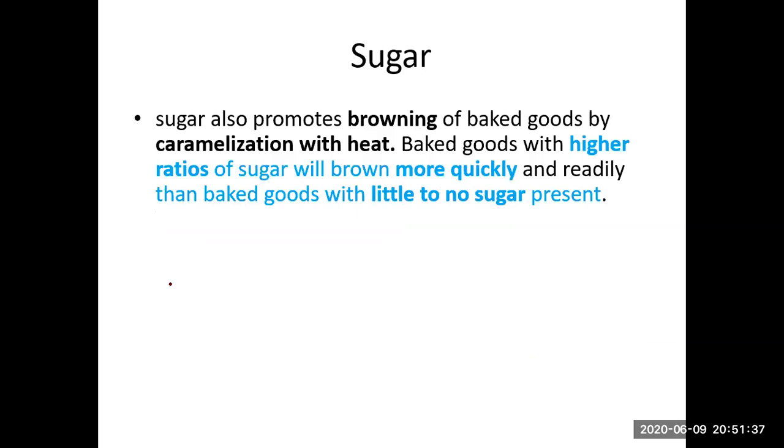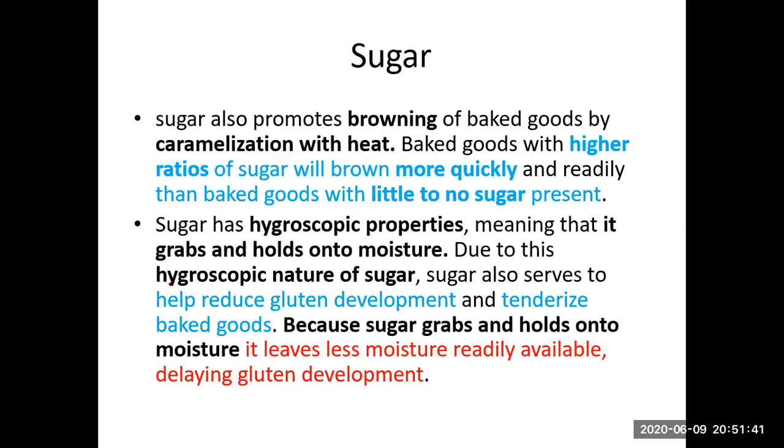Sugar also helps browning by the caramelization reaction. And it has hygroscopic properties. That means it can grasp and hold moisture. As it can hold moisture, it helps to reduce gluten development and tenderize a baked product. And due to holding the moisture, it also helps in softening and tenderizing the product.